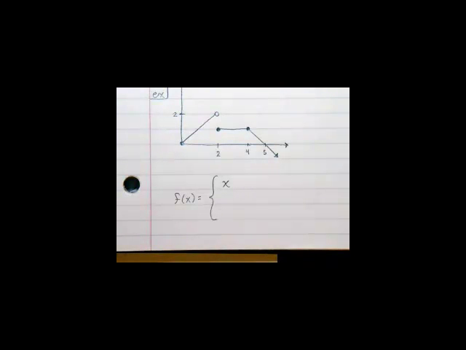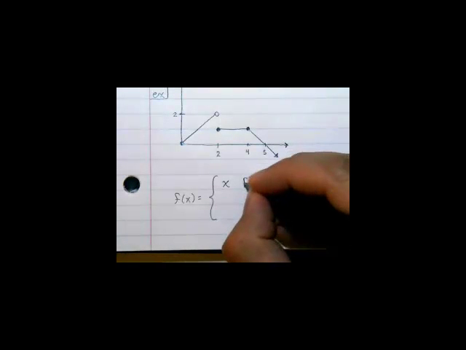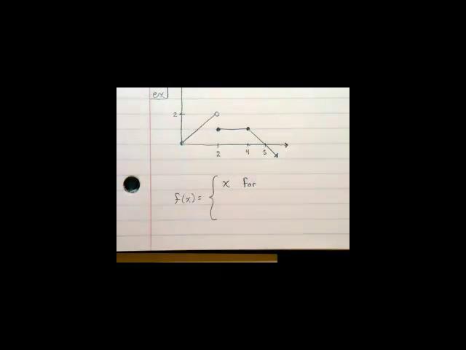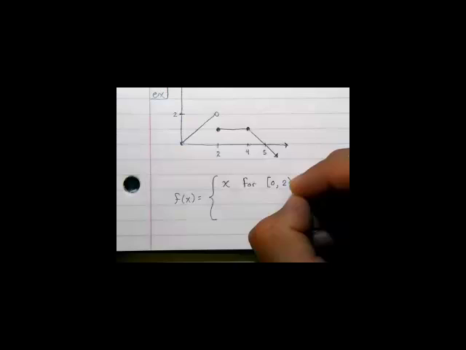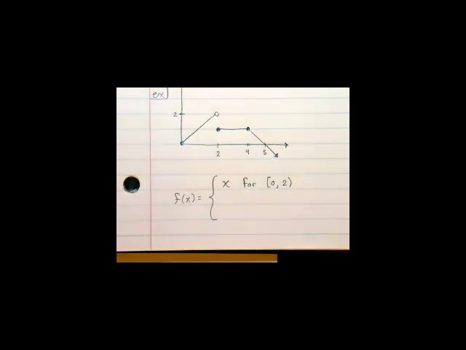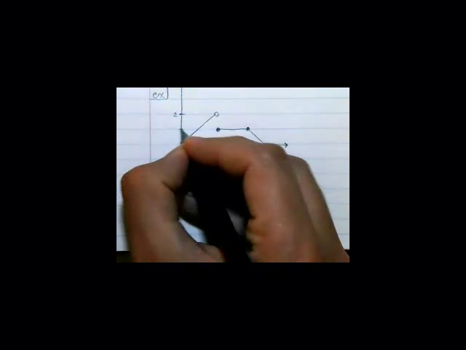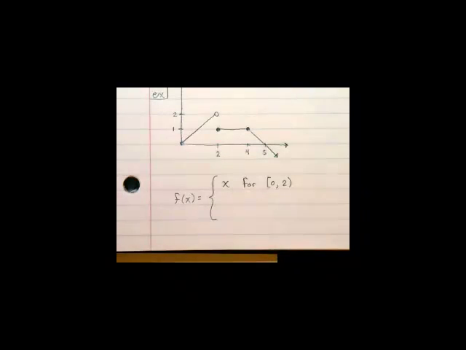Now, we also have to give it a domain, though. What x values is this piece defined for? So from what to what? Exactly. 0 to 2, not including the 2. So like that. That'd be the first piece. Okay. Oh, I guess for this one I better make sure you can see that part clearly.